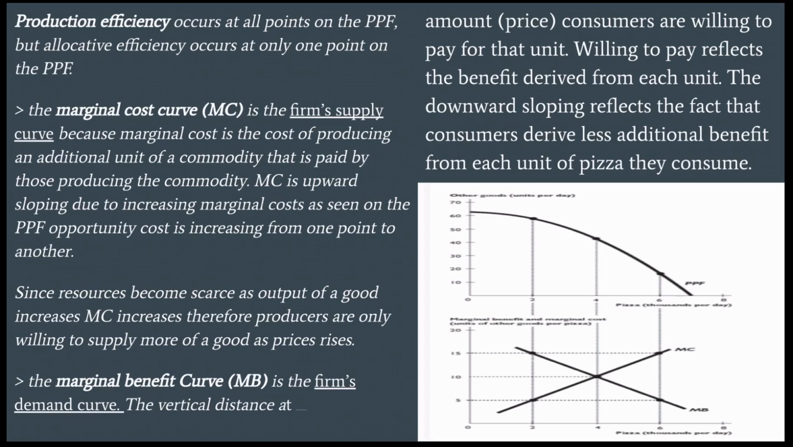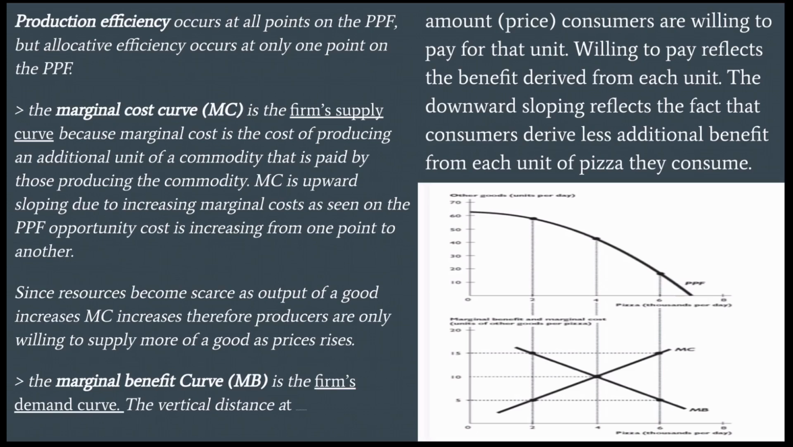The marginal cost curve, or MC, is a firm's supply curve because marginal cost is the cost of producing an additional unit of a commodity that is paid by those producing the commodity. MC is upward sloping due to increasing marginal cost as seen on the PPF. Opportunity cost is increasing from one point to another. Since resources become scarce as output of a good increases, MC increases, therefore producers are only willing to supply more of a good as price rises.